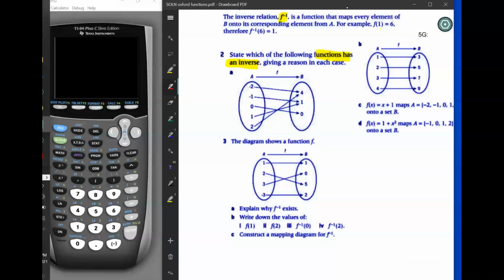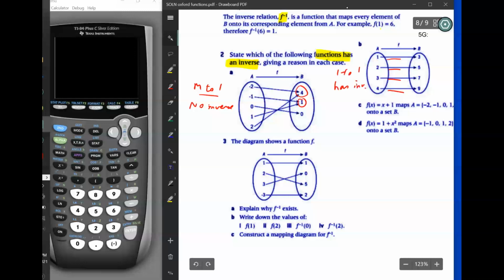Okay, A. So we can see that this is a many-to-one function, right? Because we have both -2 and 2 going to 4. We have both -1 and 1 going to 1. So this is a many-to-one function. Many-to-one, so it does not have an inverse because it is many-to-one, okay? All right, if it were one-to-one, then it would have an inverse. Okay, let's look at B. B, it looks one-to-one, right? One-to-one, one-to-one, one-to-one, one-to-one. Okay, so that is a function that has an inverse. This is a one-to-one function, so it has an inverse.